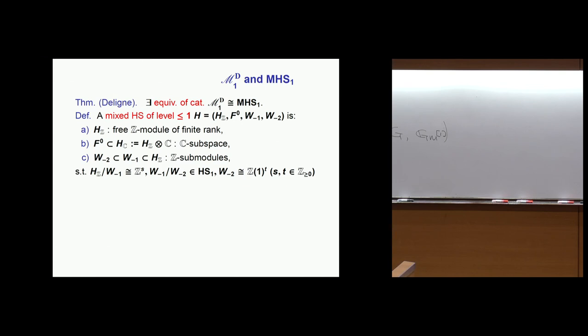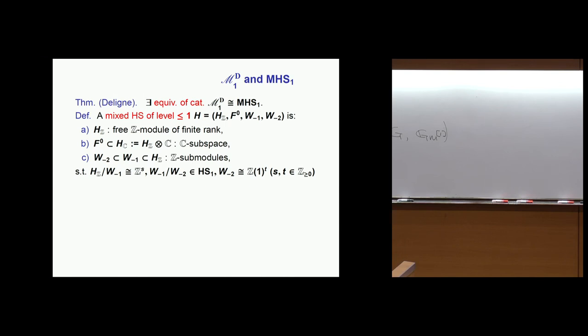But this time it is mixed, so we need more weight filtration, W. But this weight filtration is, in this case, just a three-step filtration. So we only need W minus one and minus two. And then the condition we impose on this data, the most important thing, is that this middle graded quotient, the weight minus one part, should belong to pure Hodge structures of level one.